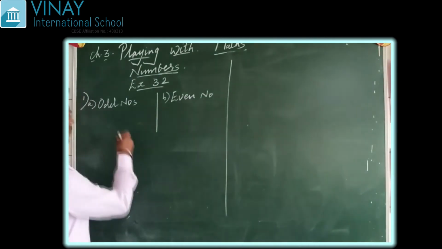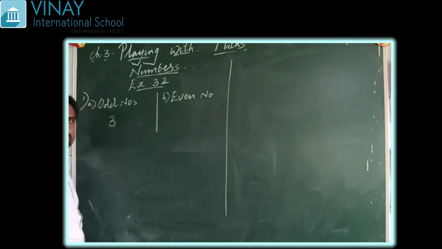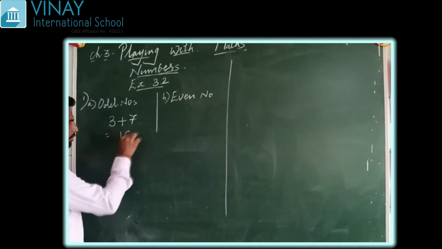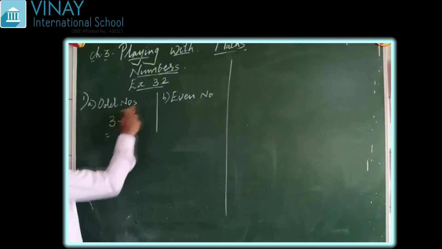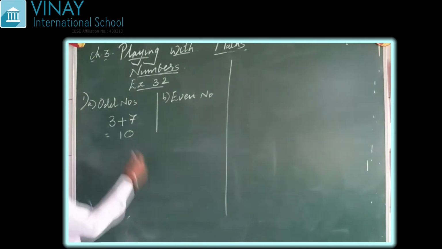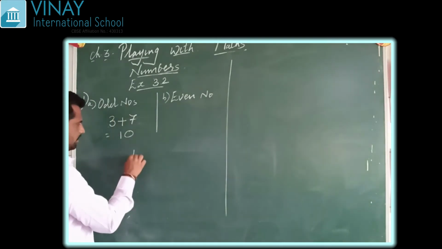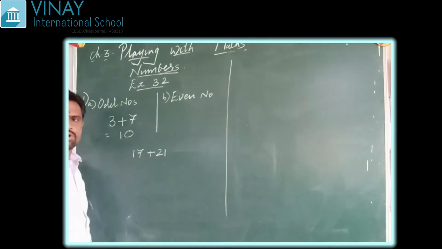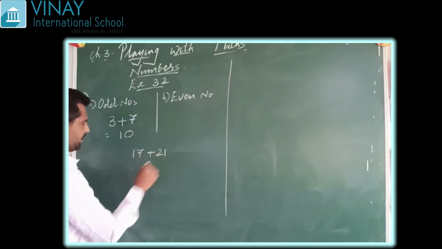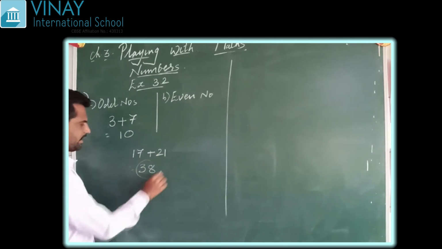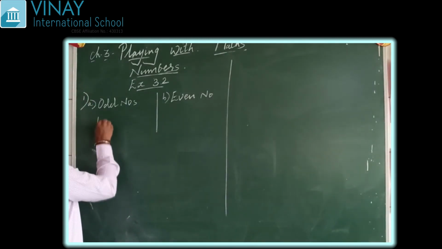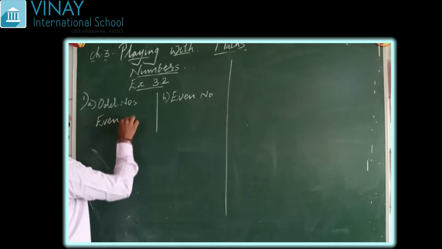Let us see two odd numbers. 3 is our odd number plus 7 is also an odd number. So 3 plus 7 is equal to 10. So the sum of two odd numbers is an even number. Next, let us see. 17 is our odd number plus 21 is also an odd number. If you add this, it will be 38, which is even. So the sum of two odd numbers is always an even number.